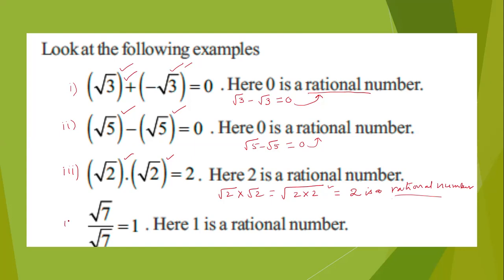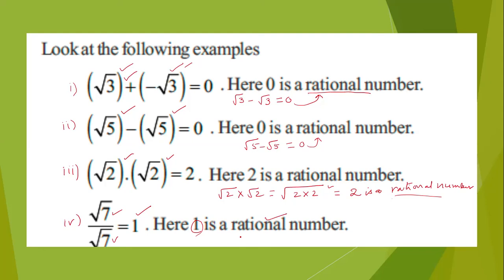You may observe the fourth one, what is this? Root 7 by root 7. Here 7 is not a perfect square. Then root 7 is an irrational. Hence root 7 by root 7 means an irrational number by an irrational number. What we get? 1. Anything divided by the same number, what we get? 1. Hence here 1 is a rational number.